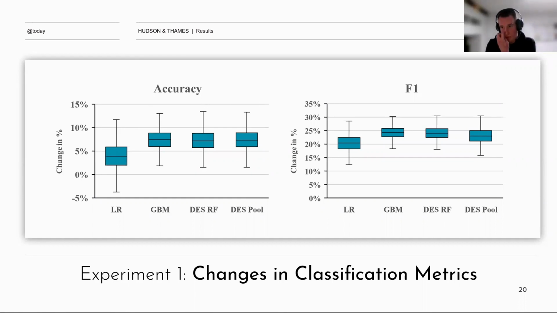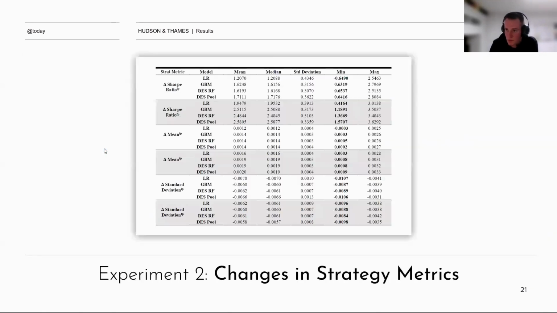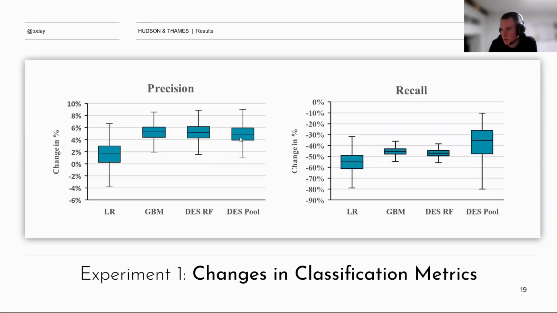And if we look specifically at our ensembles, then we will observe that the light gradient boosting machine and the dynamic ensemble selection with a random forest appear to be the most robust, because if you look at the box plots, those seem to have the least variation. It's especially demonstrated if you look at the recall.